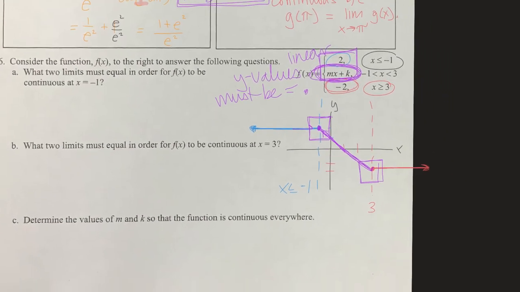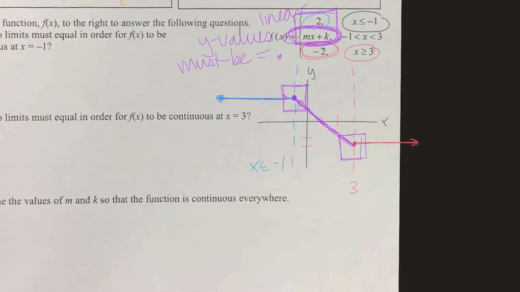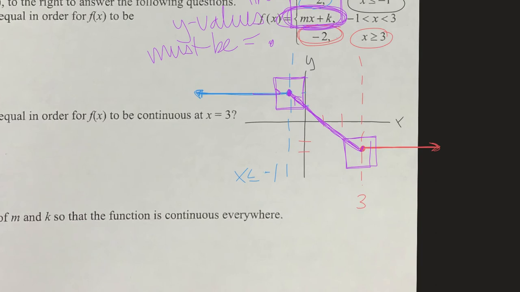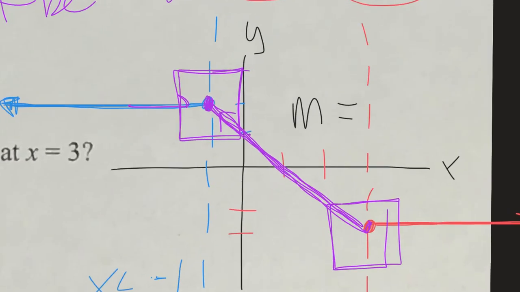We want to find an m and a k so that the function is continuous everywhere. So in order for us to write the equation of our purple line, we need to know the slope and we need to know the y-intercept. Okay, so let's do a little bit more analysis. What are the coordinates on our blue line, our blue fence? The x is -1 and the y is +2. Okay, so that's our coordinate here.